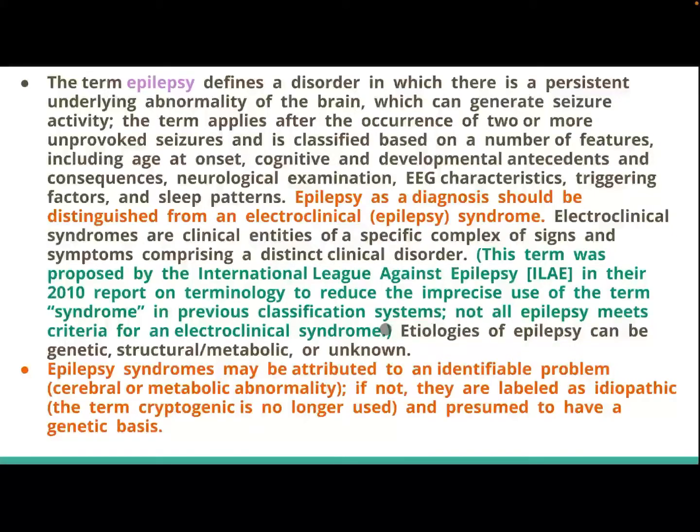Etiology of epilepsy can be genetic, structural, metabolic, or unknown. Epilepsy syndrome may be attributed to an identifiable problem, cerebral or metabolic abnormality. If not, they are labeled as idiopathic. The term cryptogenic is no longer used and is presumed to have a genetic basis.